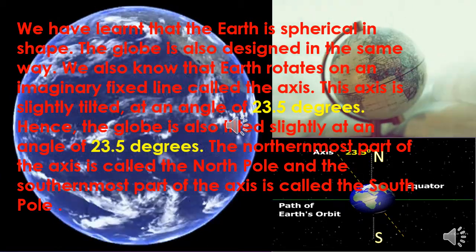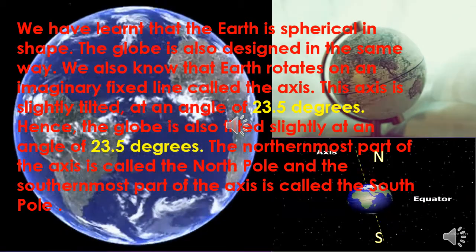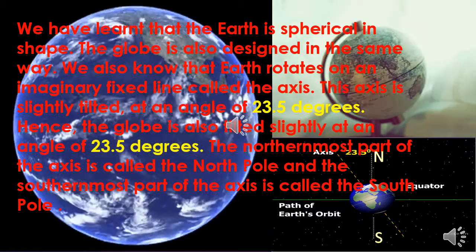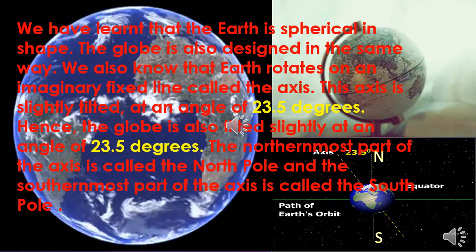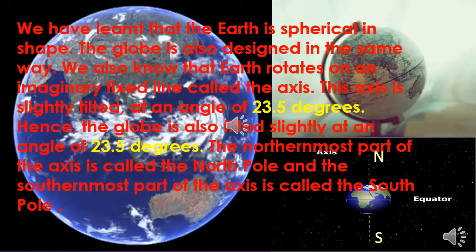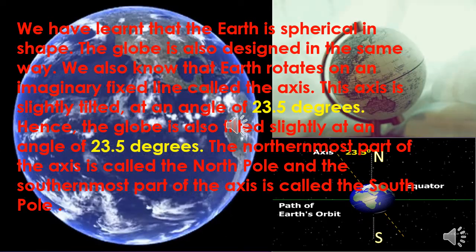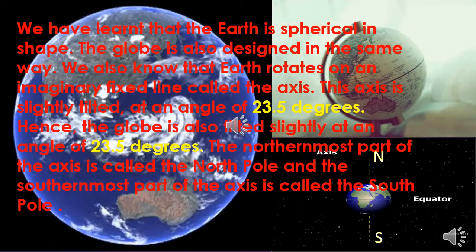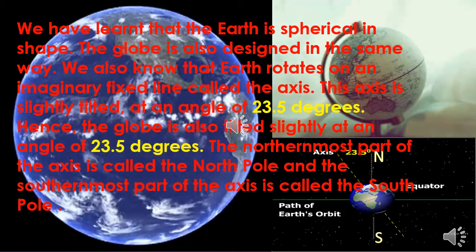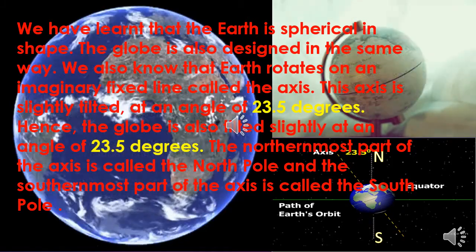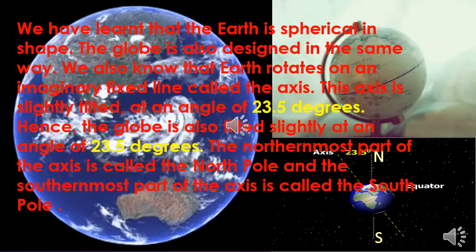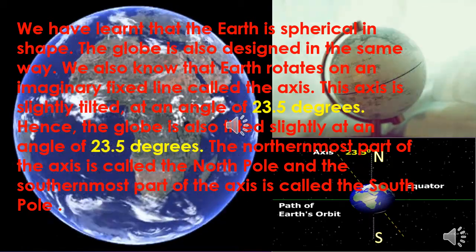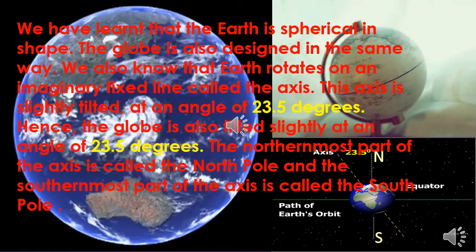The northernmost part of the axis is called the North Pole and the southernmost part of the axis is called the South Pole. As well, children, you all know that the only planet which has life is planet Earth. And where do we all live? On the planet Earth. Children, the Earth completes one rotation within a span of 23 hours, 56 minutes, 4.1 seconds. Roughly, it is taken as 24 hours.